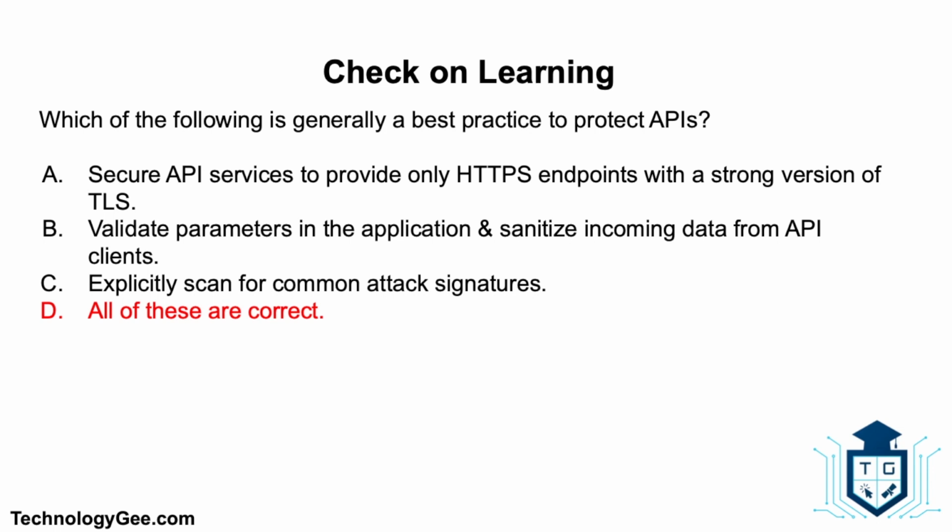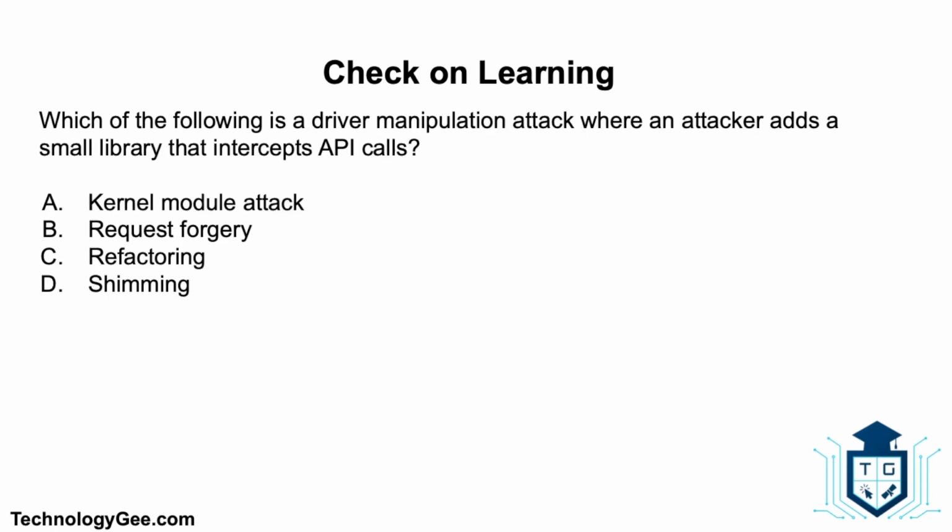Next question. Which of the following is a driver manipulation attack where an attacker adds a small library that intercepts API calls? Would this be a kernel module attack, a request forgery, refactoring, or shimming? And the correct answer is, this would be shimming.